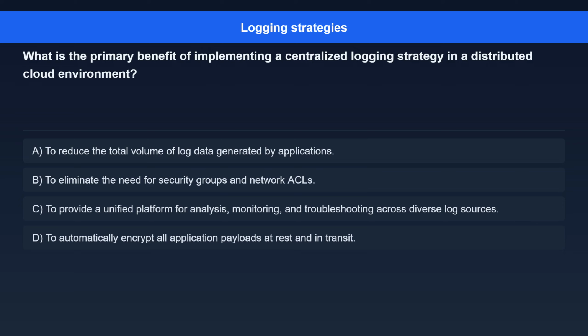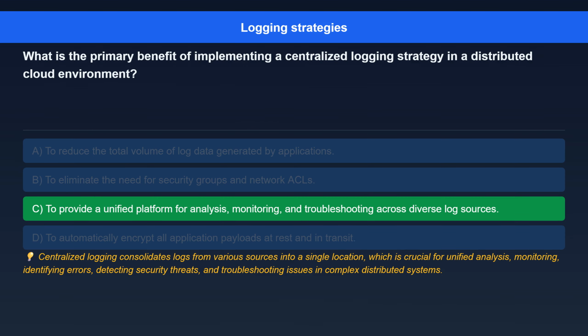Question 7. What is the primary benefit of implementing a centralized logging strategy in a distributed cloud environment? Option A, to reduce the total volume of log data generated by applications. Option B, to eliminate the need for security groups and network ACLs. Option C, to provide a unified platform for analysis, monitoring, and troubleshooting across diverse log sources. Option D, to automatically encrypt all application payloads at rest and in transit.